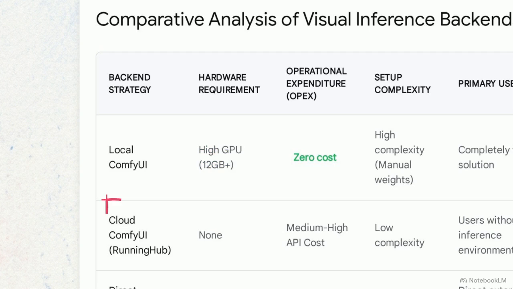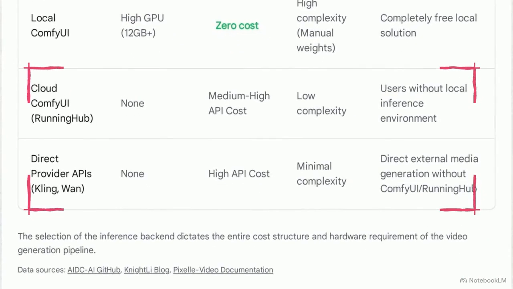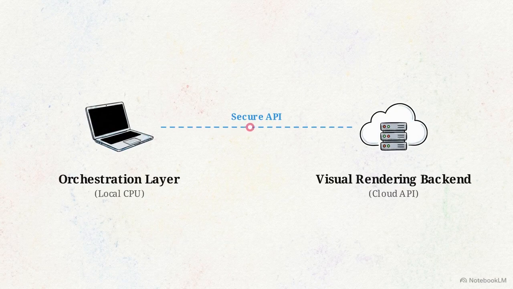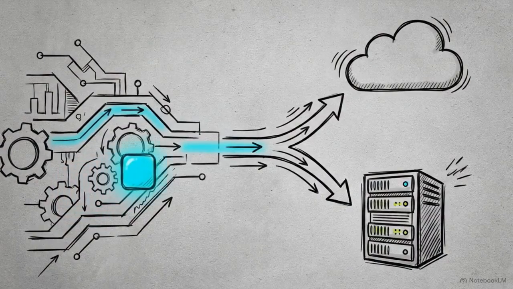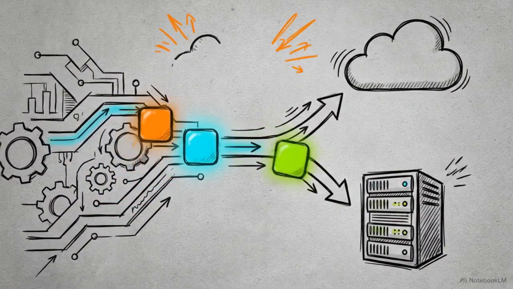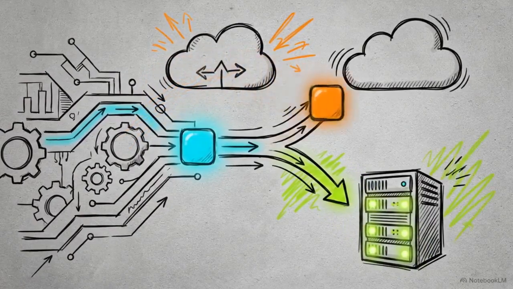For teams operating on standard corporate workstations or seeking rapid scaling, the system supports a cloud hybrid deployment. In this setup, the orchestration layer runs locally on standard CPU hardware, while computationally intensive visual rendering is offloaded via secure APIs. This bypasses local hardware constraints while enabling concurrent workflows. The architecture presents a choice: accept high upfront capital costs for local control, or utilize cloud microservices for immediate scalability.